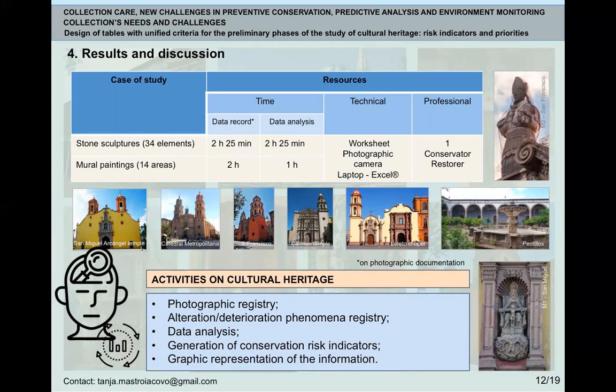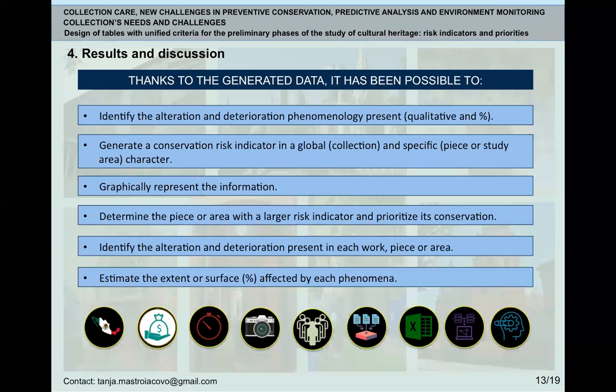The information and data generated thanks to the study were composed of photographic registry, alteration and deterioration present registered, data analysis, generation of conservational risk indicators, graphic representation of the information, determination of the piece or area with the highest conservational risk, identification of the alteration and deterioration present in each element or section, and estimation of the affected surface for each phenomenon.